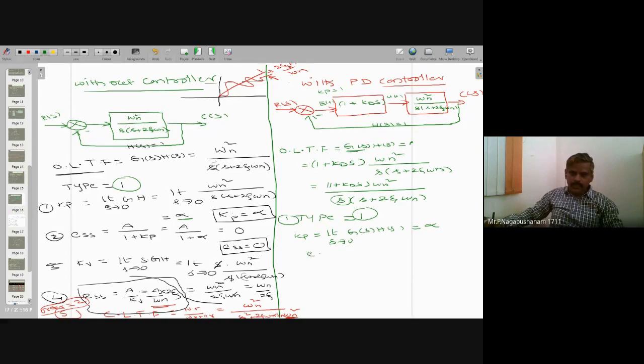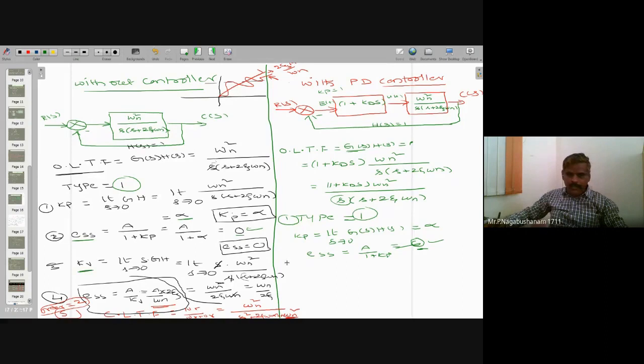So for this one, the error is A by 1 plus Kp, that equals 0. Yes, it is also 0. Steady state error 0. That means there is no change in the steady state response. I'm repeating, even though you are introducing a PD controller, it will not affect the steady state error. Check it out. Is there any change? Yes, it is 0. Next one, we will check Kv.